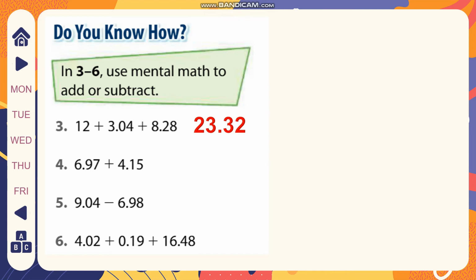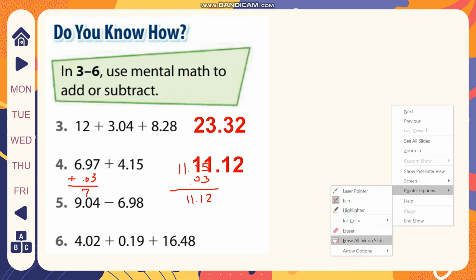Question number 4, 6.97 plus 4.15. If I'm going to use the compensation method, I need to add 0.03 here. If I add 0.03, this becomes 7 as a whole number. So 7 plus 4 is 11. Then I have 0.15. Since you added 0.03 from the start, and this is addition, at the end I need to subtract 0.03. That's why the answer is 11.12.